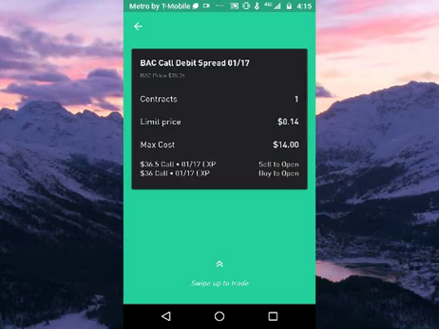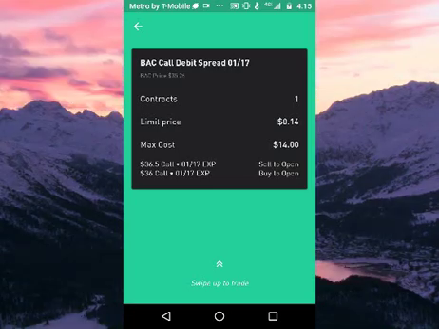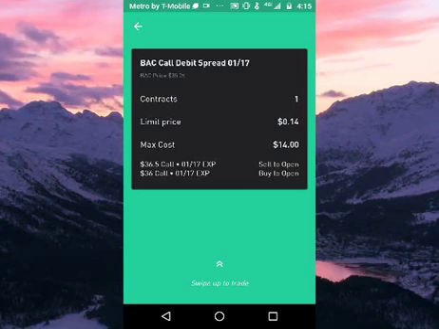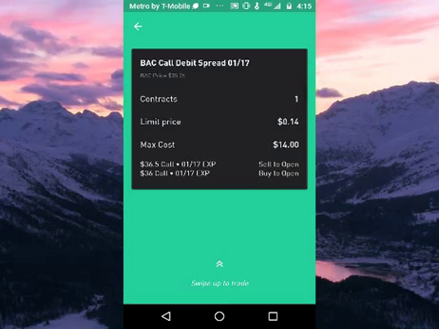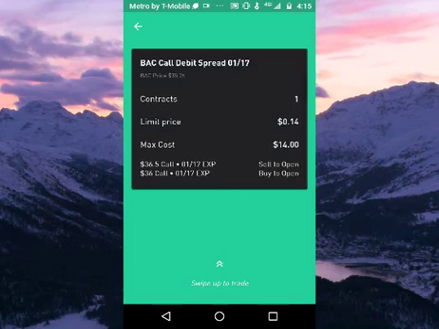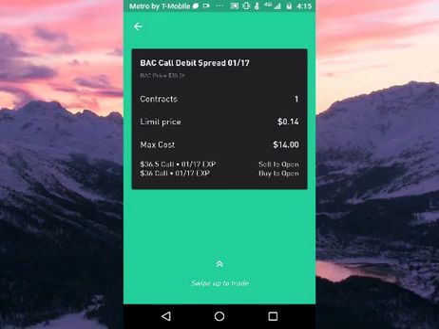Now, to calculate your maximum profit, you subtract the lower strike price, $36, from the higher strike price, $36.50, and then subtract the premium that you paid, which is 0.14. The total is going to be 0.36. You multiply that by 100 and you get $36. That is going to be your maximum profit.